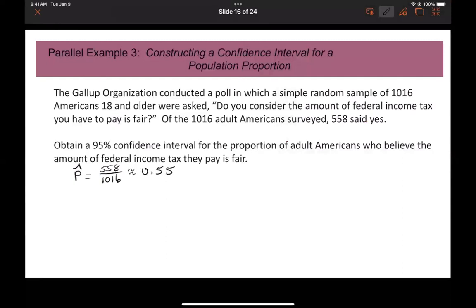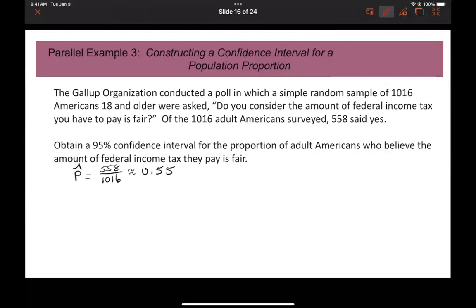I'm going with 0.55, because it's 0.5492, so I went to 0.55. Now, I'm not going to do the whole np times 1 minus p is greater than or equal to 10. It is, and I just don't want to waste my space. Plus, 1,016 is definitely less than 5% of Americans that are 18 or older. So we're just going to agree that those things are true, and we're going to move on.